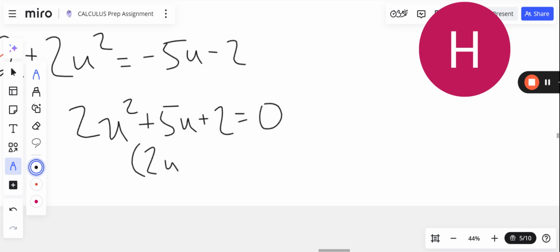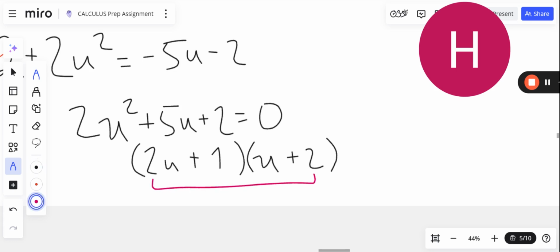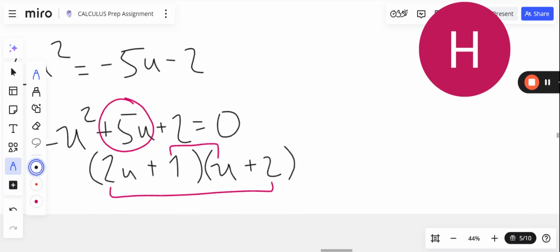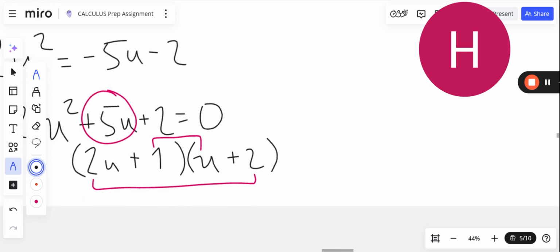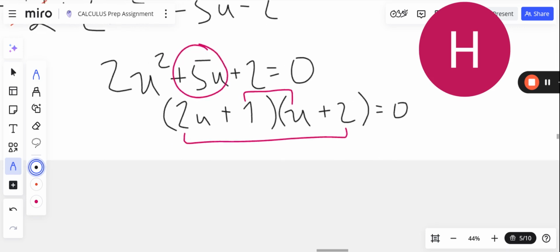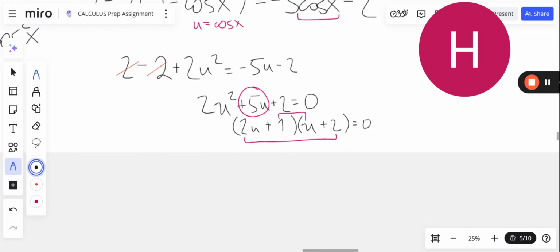Of course, one of these has to be 2u, and one of these has to just be u. And then one of these has to be 2, and one of these has to be 1. Well, if we think about it here, let's multiply the 2 with the 2 and the 1 with the 1. That's going to give us 5 in the middle. So it looks like we're good to go. And this all equals 0. Factoring is a very, very powerful skill.